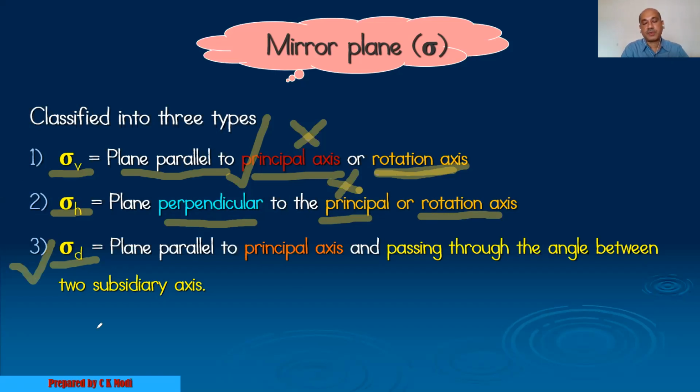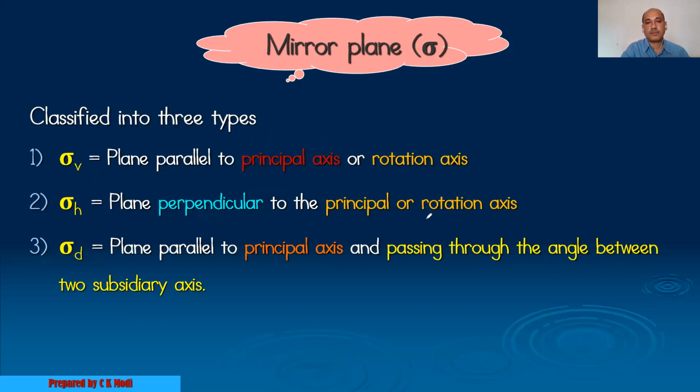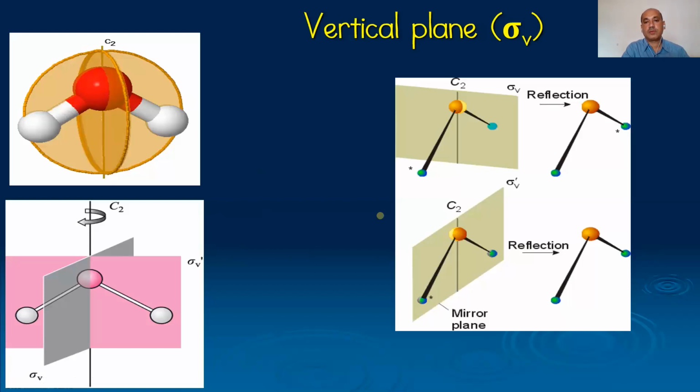The third mirror plane is sigma D. Now, this is a typical plane. Look at this. It is the plane which is parallel to the principal axis and also passing through the angle between two subsidiary C2 axes. I will explain later on about sigma D. So we shall discuss one by one these mirror planes: sigma V, sigma H, and sigma D. The first plane is the vertical plane.